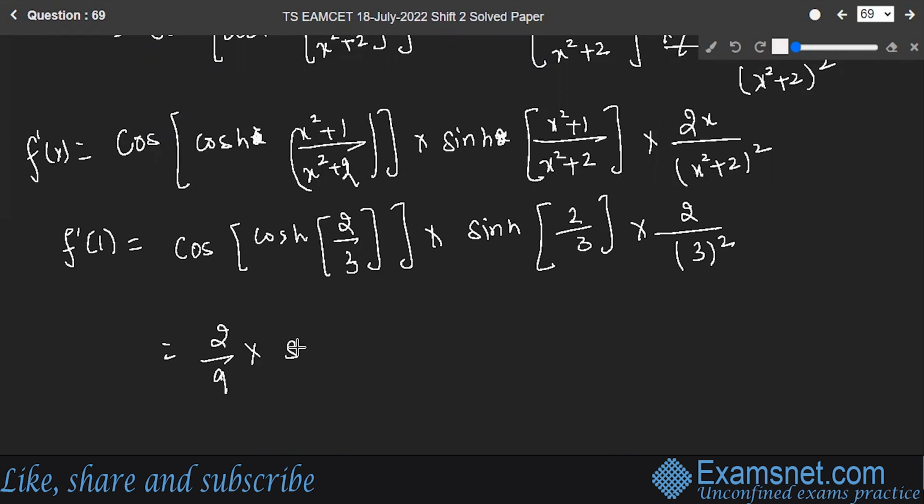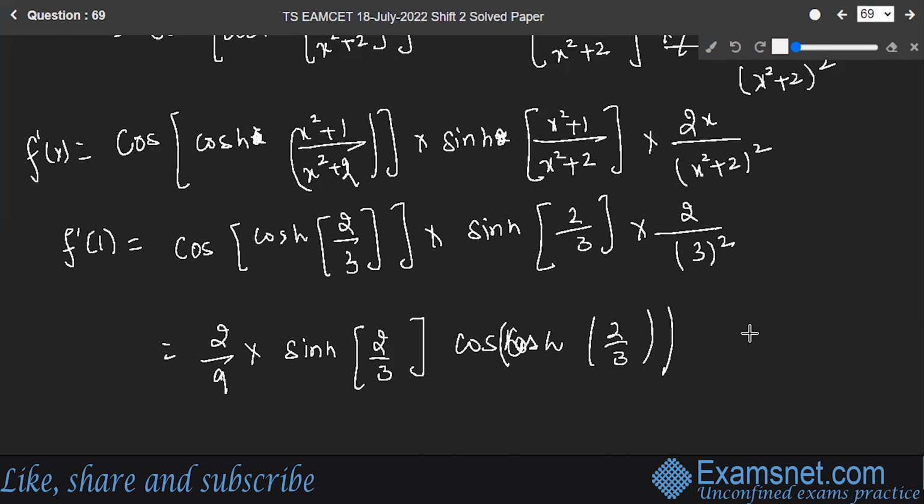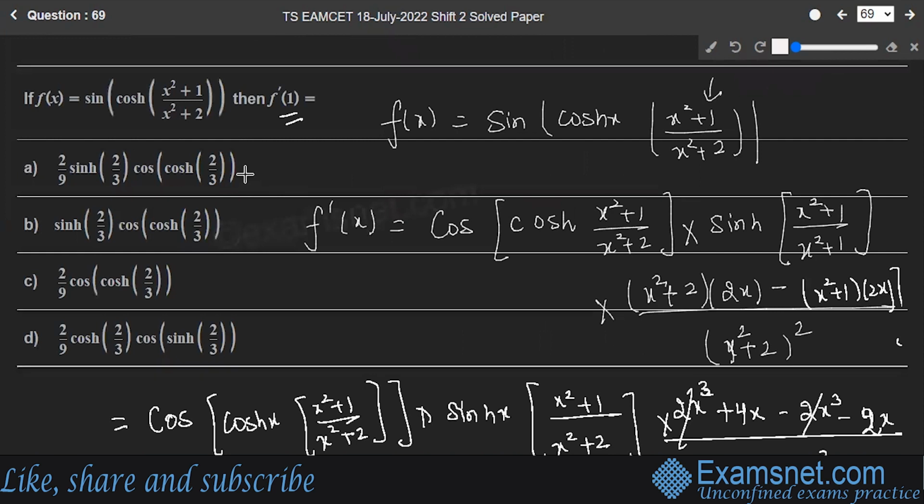Multiply sinh 2 by 3 cos of cosh 2 by 3. So let's check: 2 by 9 sinh 2 by 3 cos of cosh 2 by 3. This is option A. So option A stands to be the correct answer. Hope you understood that. Let's move to the next question.